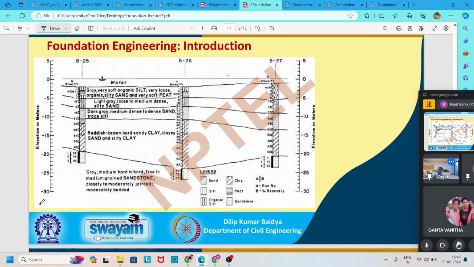So here one borehole data is given. We see that at the top layer gravel soil is present, and at some particular depth there is silty sand present, and these are the parameters we can find based on the soil investigation only. So we find these parameters by this soil investigation.